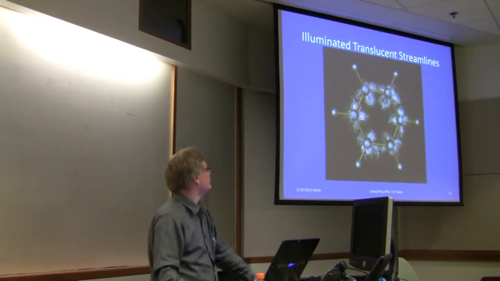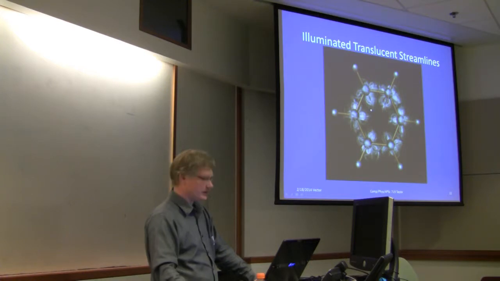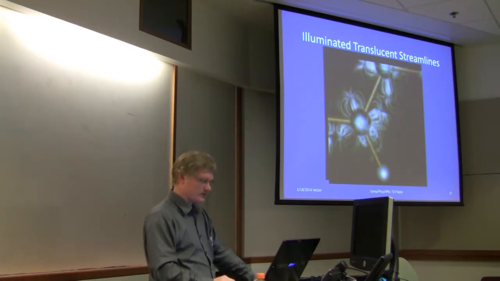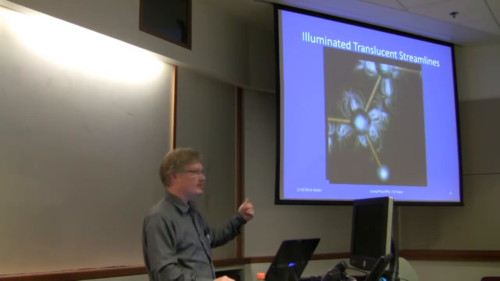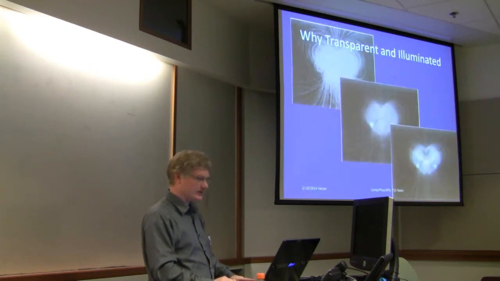Here's illuminated translucent streamlines. The idea here is we're looking at, I think, a benzene ring, and we're looking at the electric field around the molecule. These are basically little tufts of hair that show you the gradient direction of the electric field. And this is a zoom in on the field around one of these particles. This is a picture from an actual print, so the quality is not as good as we would get in the original visualization.